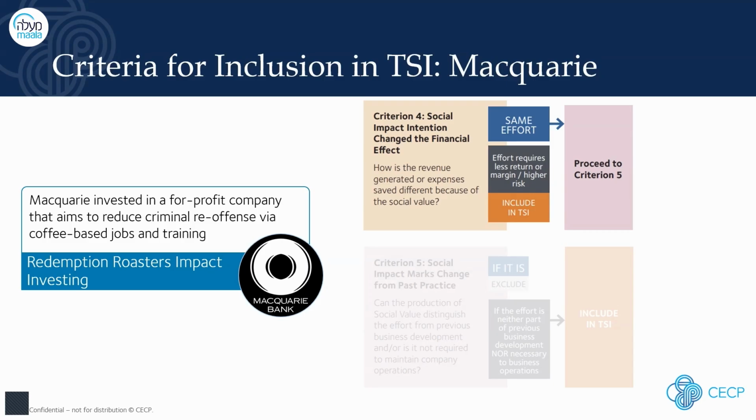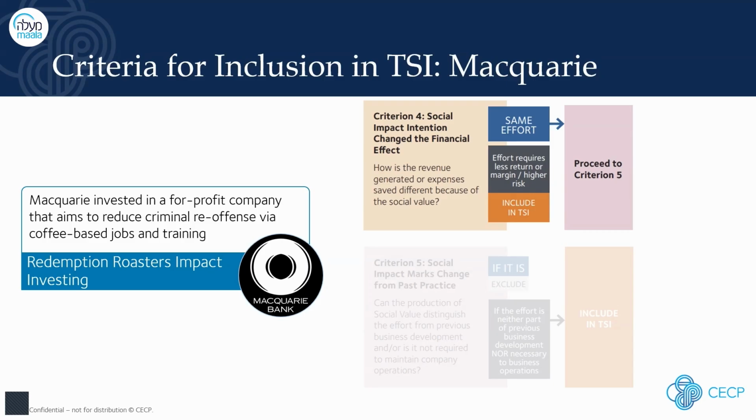And this is something that Macquarie, if they had invested a similar dollar amount into another for-profit business that did not have social impact intentions, would have received much more of a return on their investment. So because of that, we can stop here and say that yes, we can include it in TSI. There's no reason to proceed to criterion 5.